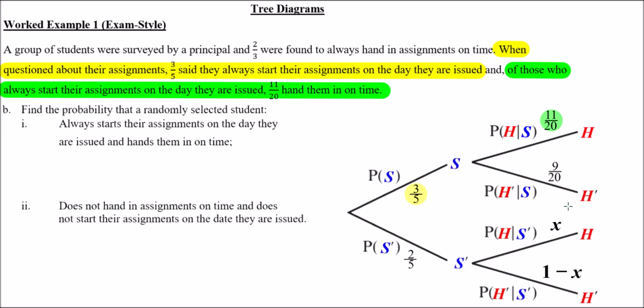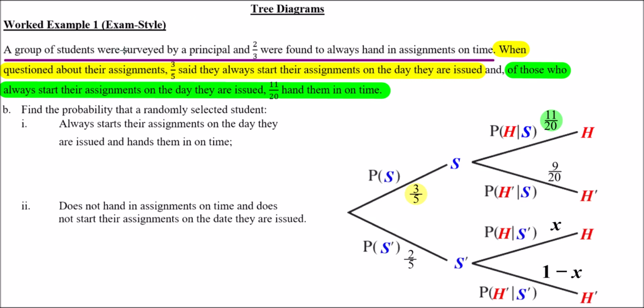Part B, we're asked to find the probability that a randomly selected student always starts their assignments on the day they are issued and hands them in on time. And part 2, we need to work out these probabilities down here. Let's just focus on this first sentence now.